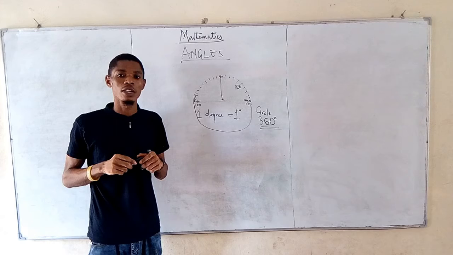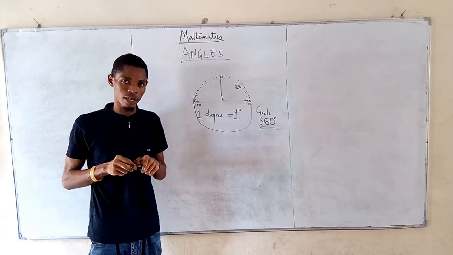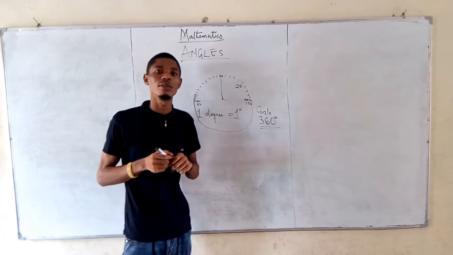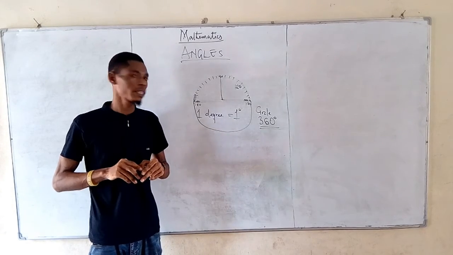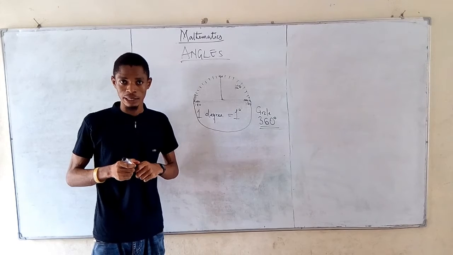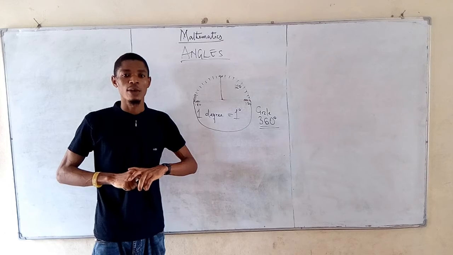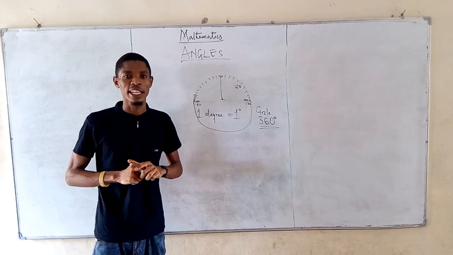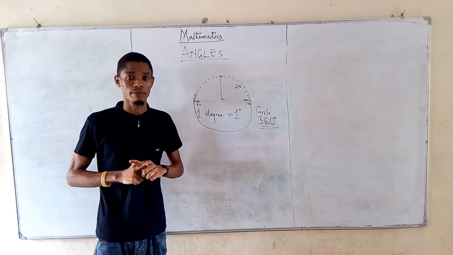The instrument used in measuring your angles is what? The protractor. The instrument used in measuring your angle is the protractor, and each point on the protractor depicts 1 degree. And your circle has 360 points, which means a circle has 360 degrees. Have it together.